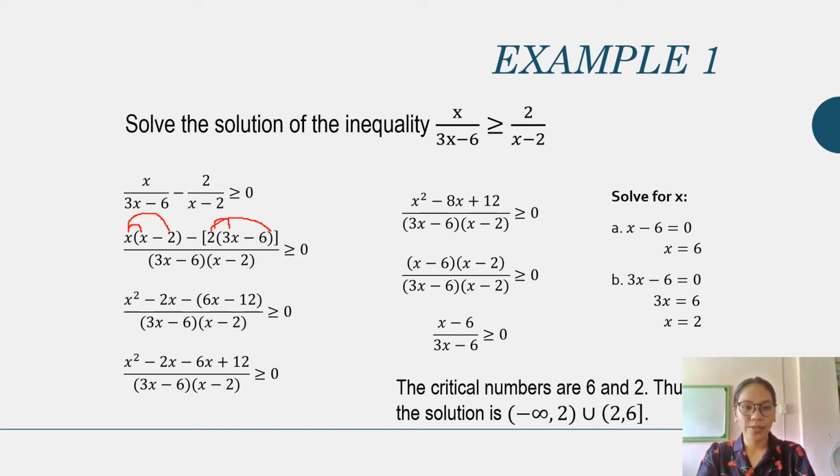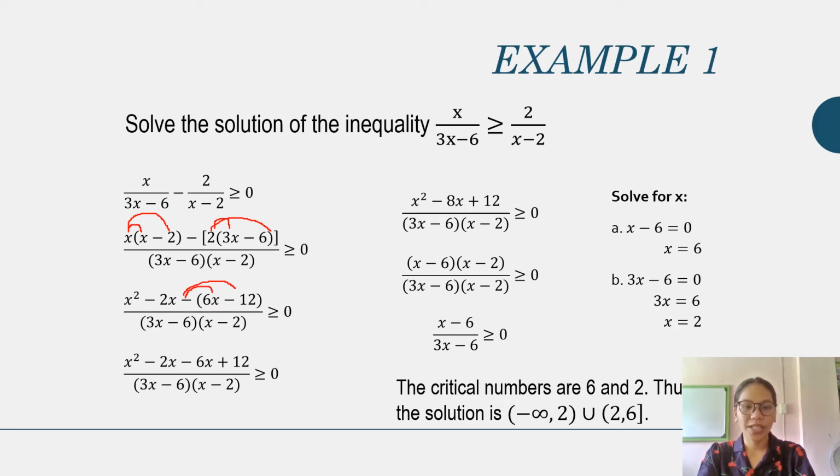After that, we're going to distribute the negative sign. So we copy yung x squared minus 2x. Then we distribute negative sign. Negative times positive 6x, that is negative 6x. Then we have negative times negative 12, we have positive 12.